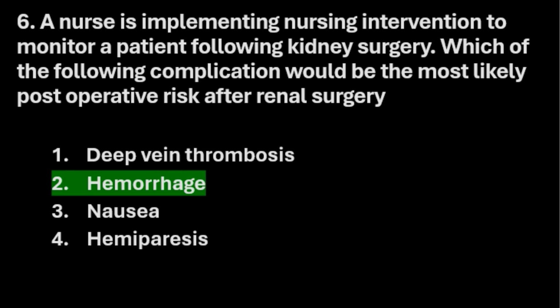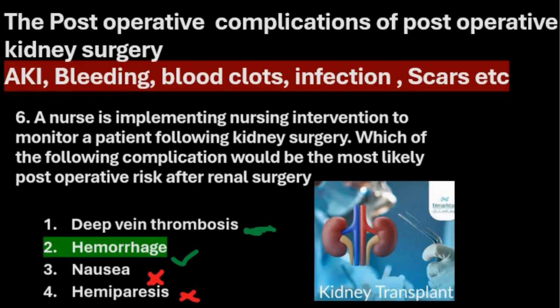The right answer here is option 2, hemorrhage. The postoperative complications of kidney surgery are acute kidney injury or AKI, bleeding, blood clots, infections, scars, etc. Here you can see the question. Deep vein thrombosis can happen because of moving blood clots, but here that is not the most appropriate answer. Hemorrhage is the most important and appropriate answer in these options. Nausea is not really related and hemiparesis is also not related to this question.